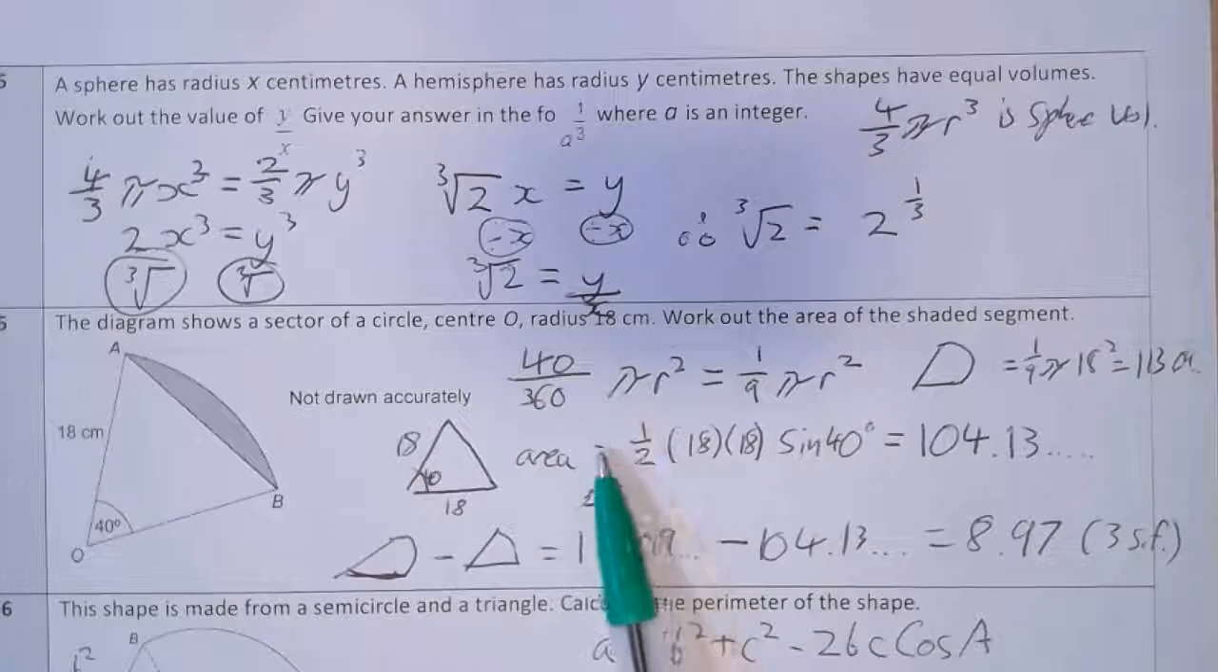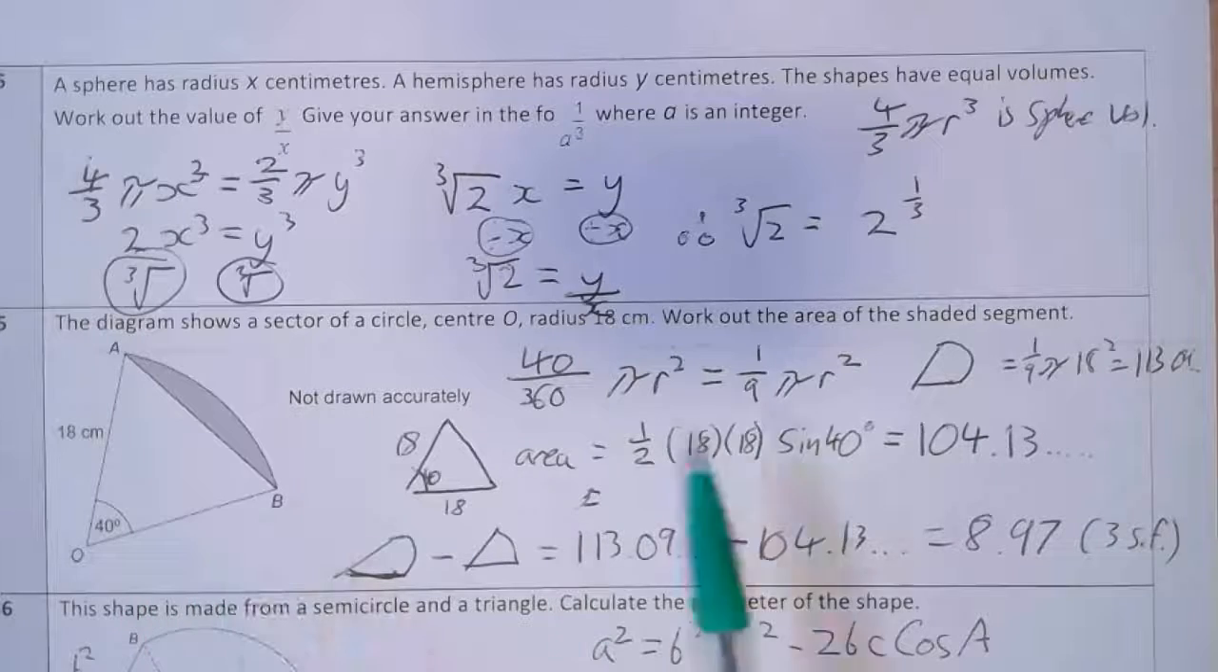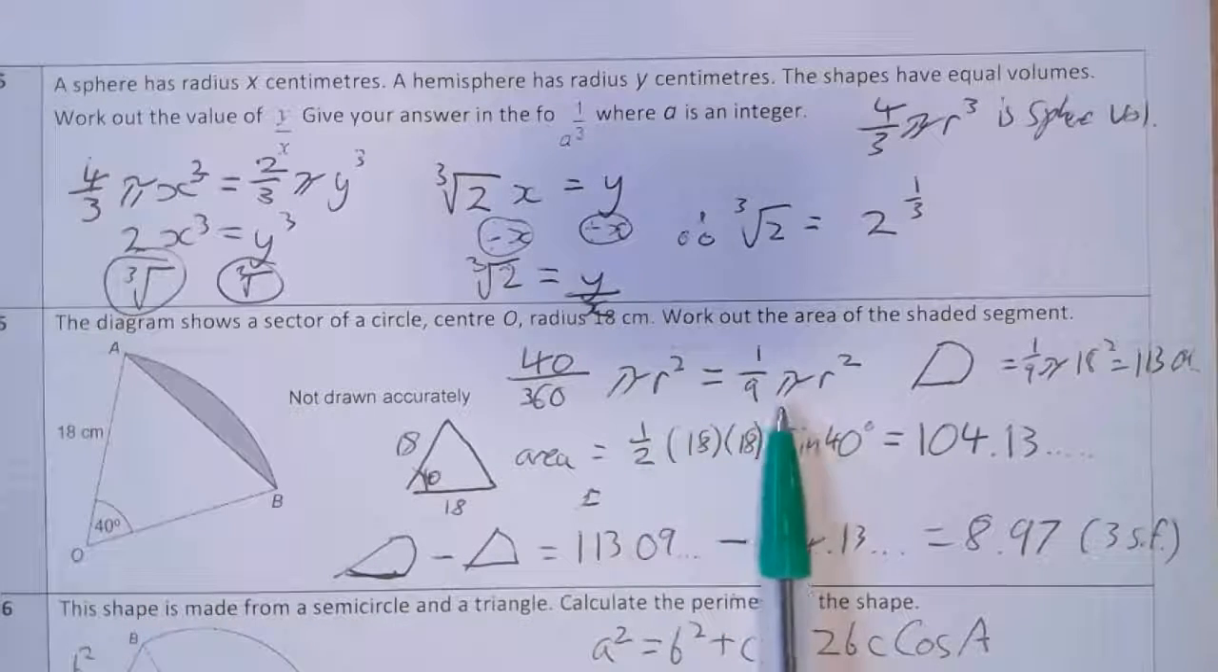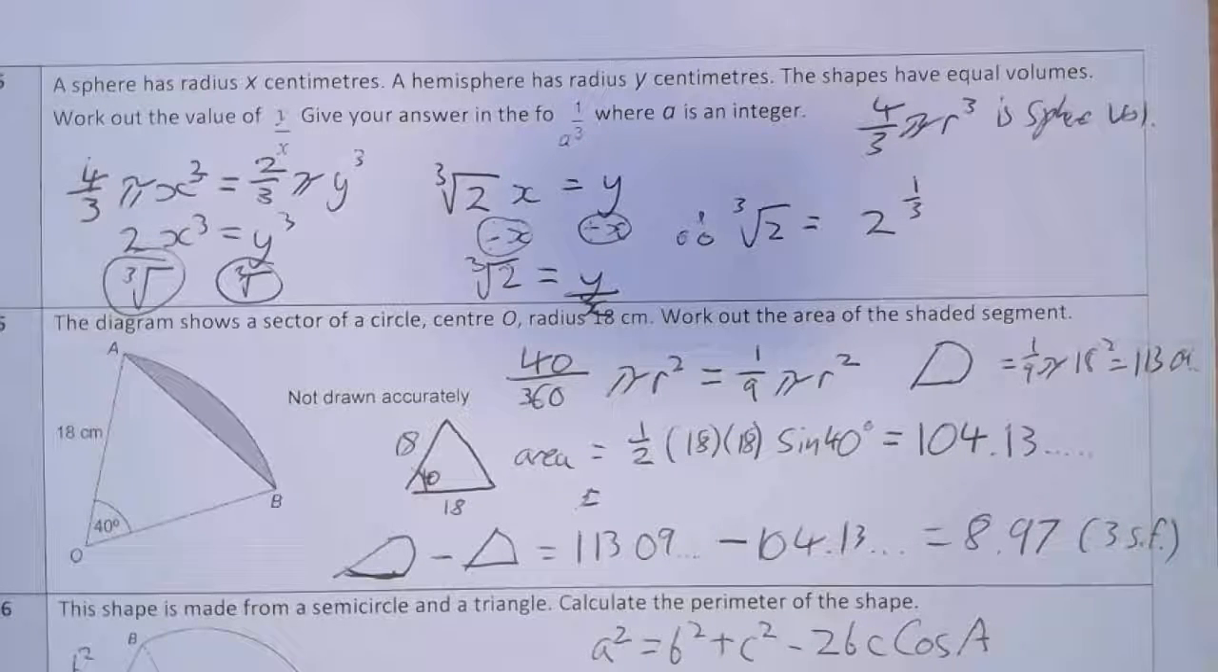So my sector area is 40 out of 360, that much of a circle, pi r squared, which gives me 1/9 pi r squared, which I think comes in at 113.09, and you keep all the accuracy at that point.